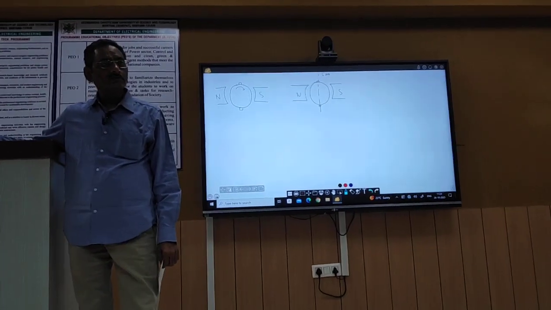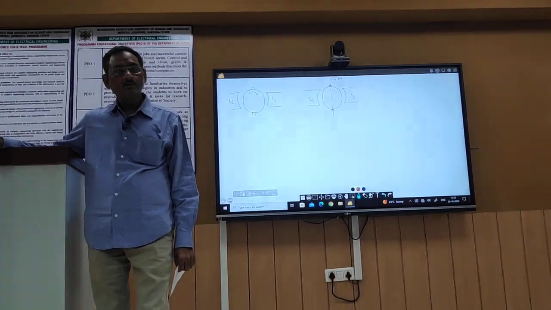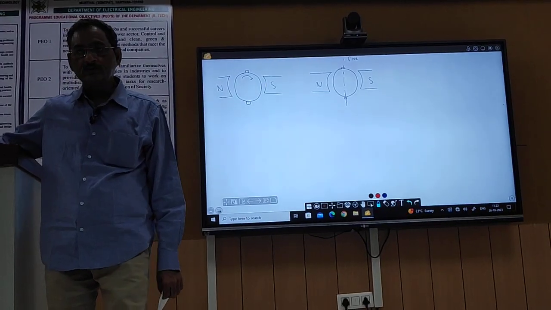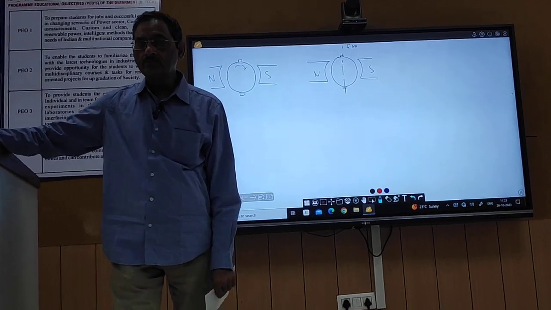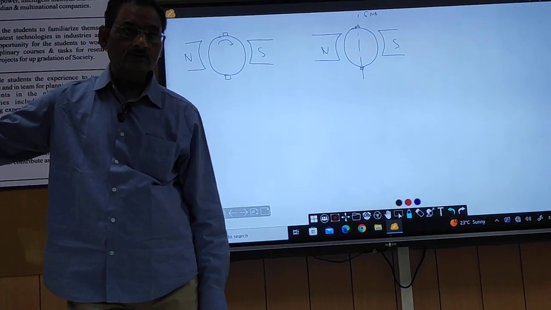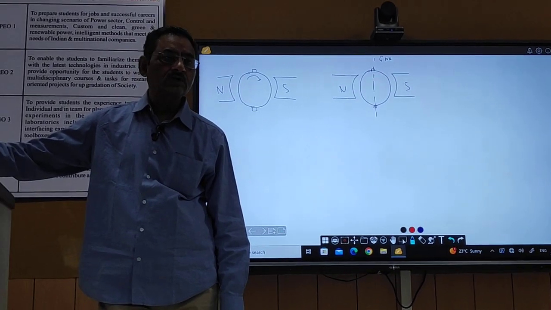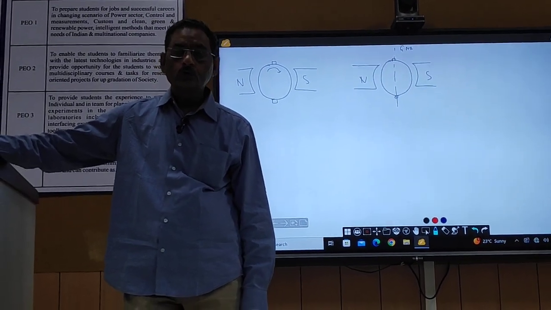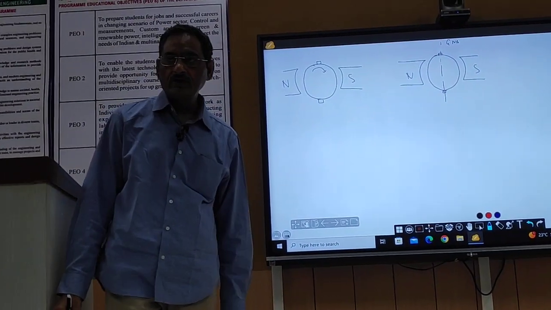In the last class, we described the EMF generated in the DC machine. We derived the formula for how much EMF is generated. We also described the role of the excitation winding in the previous class, and in the last class we described the armature winding. So if you remember, what was the role of the field winding?